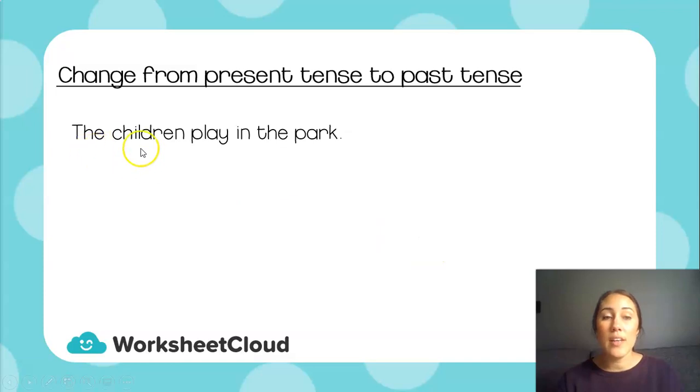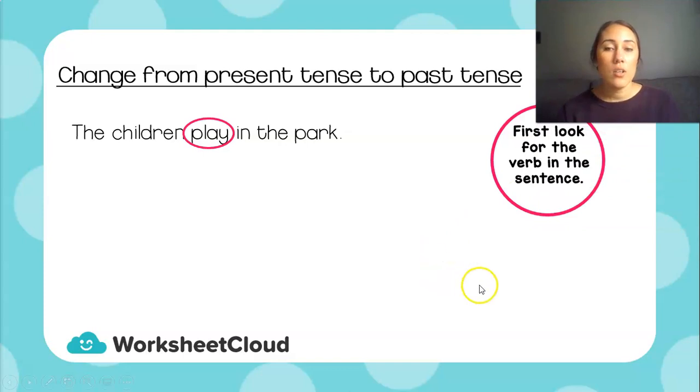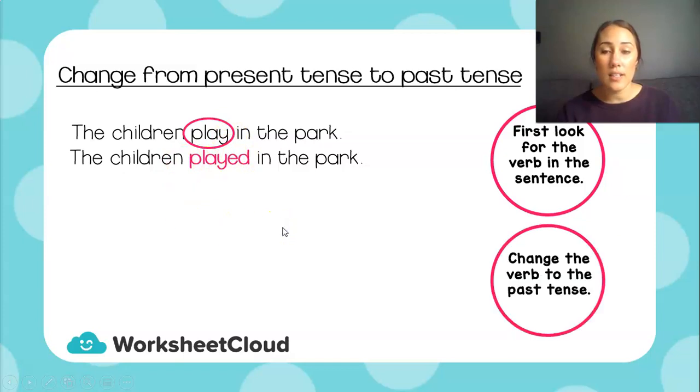So, our sentence is the children play in the park. So our first step is we're going to look for the verb in the sentence. So what are the children doing? They play in the park. Then we need to change our verb to the past tense. So play becomes played. The children played in the park. So now we've changed our sentence from the present tense to the past tense.